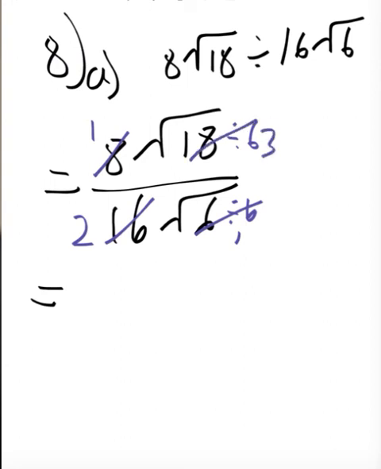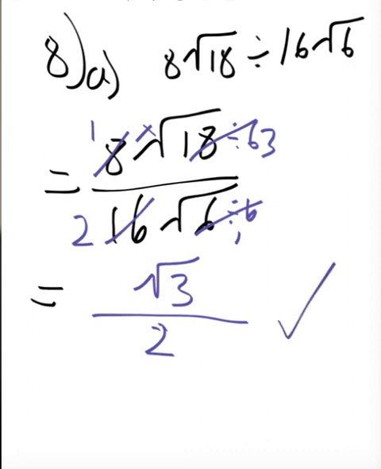So let's write what I've got left. So there's a times here. I've got 1 times the square root of 3, which is just the square root of 3. And then 2 times 1. And now have a look at this. Is there anything else that I can simplify? No, there isn't. So that's our final answer.